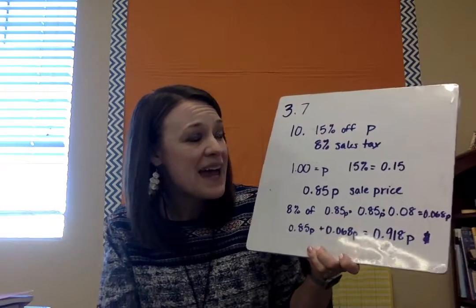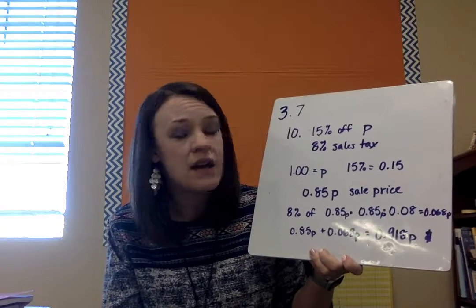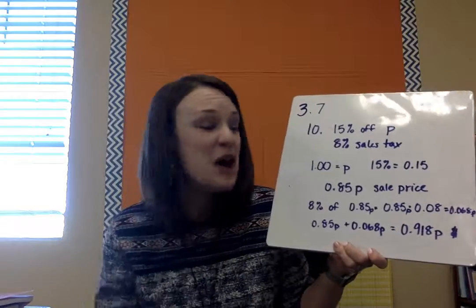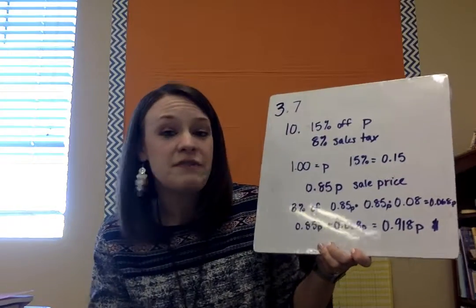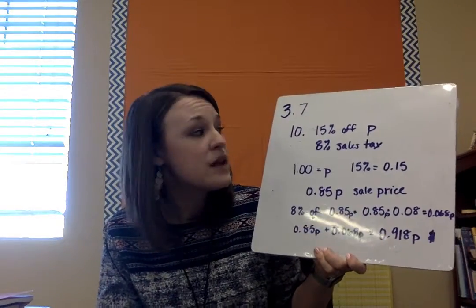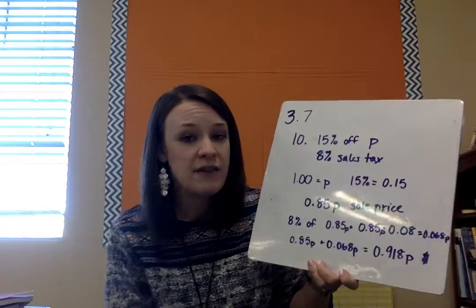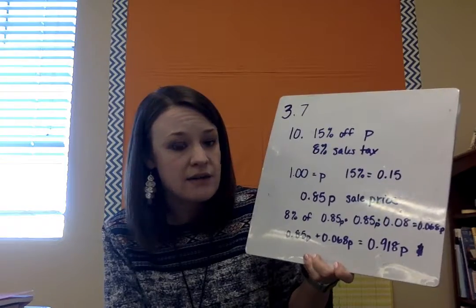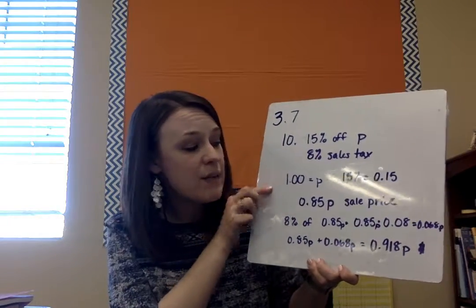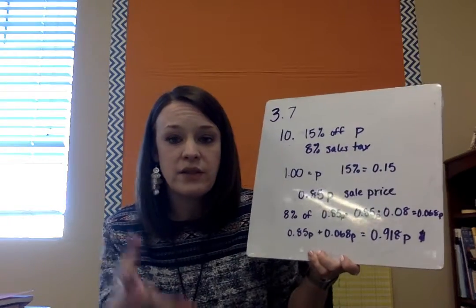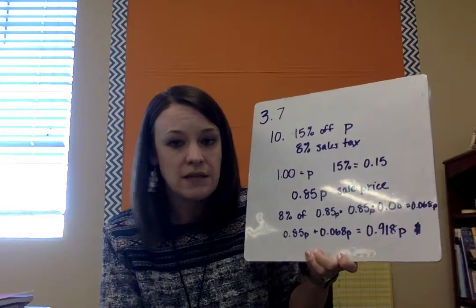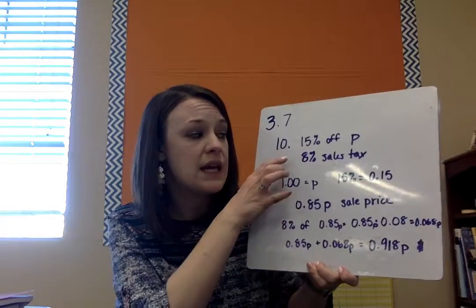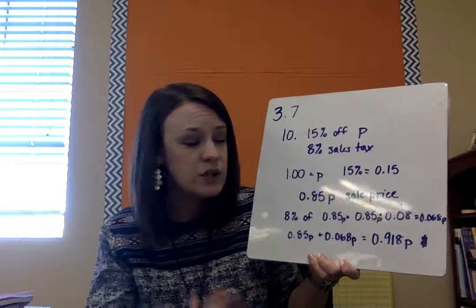So for number 10, it tells us that a person, Tom, bought a computer for 15% off of the price. So 15% off of P. It also said that he paid 8% sales tax. So in order to think about this, I think of what percent actually means. A percentage can be translated into a decimal by taking the number divided by 100, which is the whole.